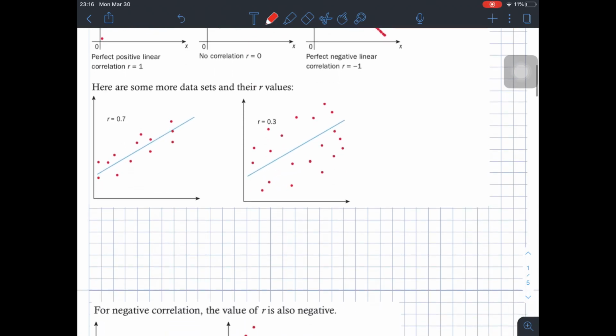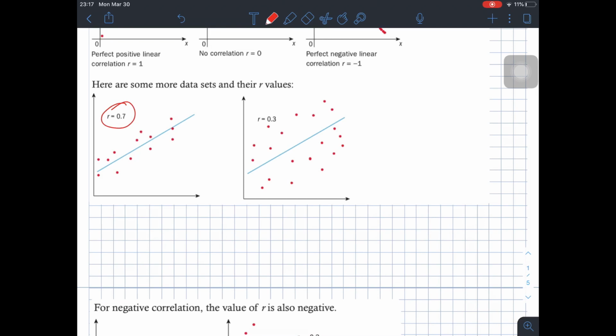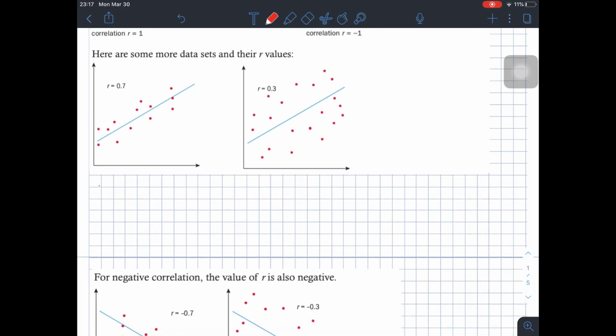Okay, so then it says here are some more data sets and there are values. For example, we're going to see how to calculate the exact value of R, but in this case there's an R of 0.7, which we would say this is a moderate positive linear correlation, okay? If R is 0.3, then we would say this is a weak positive linear correlation, okay? I'm going to write these values here.